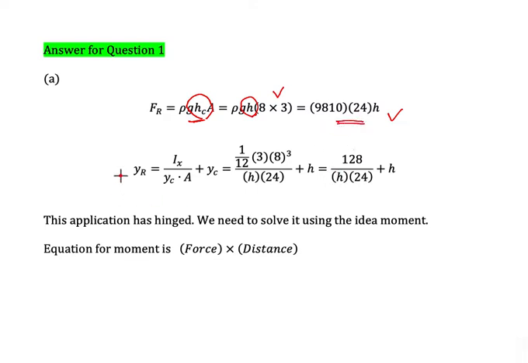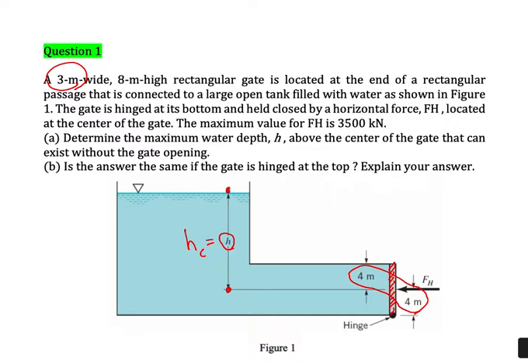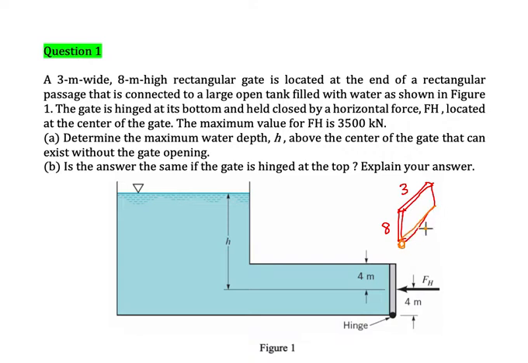Then we need to calculate the value of yR. The equation of yR is moment of inertia divided by yc times A, plus yc. For the moment of inertia here, you need to understand that we have a rectangular gate. Let's say we have a rectangular gate like this, where the height is 8 and the width is 3 meter. Then we have a hinge here at the bottom. Normally when we have a hinge here, we assume that this is the axis.